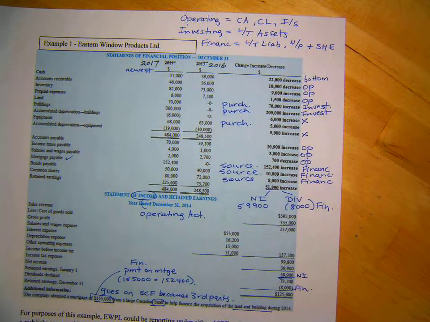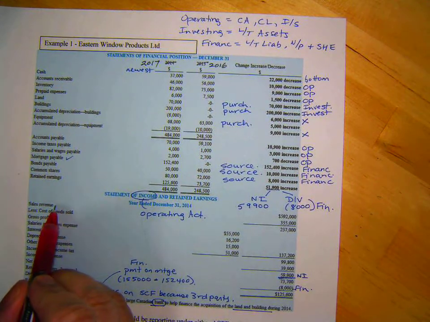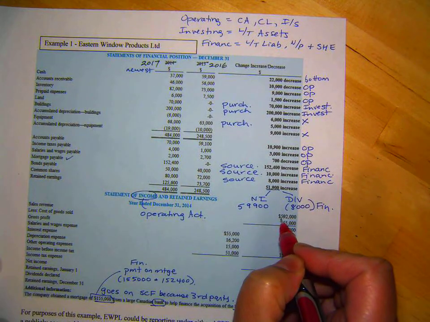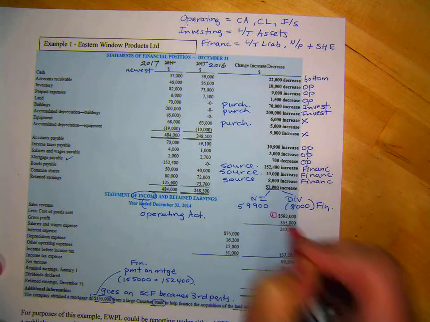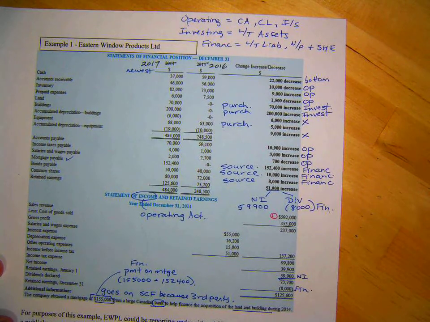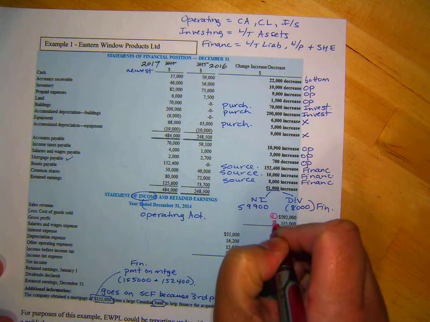So, let's start with the income statement. So, all of it's in operating. So sales revenue. Which section does sales revenue go in? Well, it's under cash receipts from customers. So it's section 1. Where does cost of goods sold go? Well, that's cash payments to suppliers. So that's in section 3.